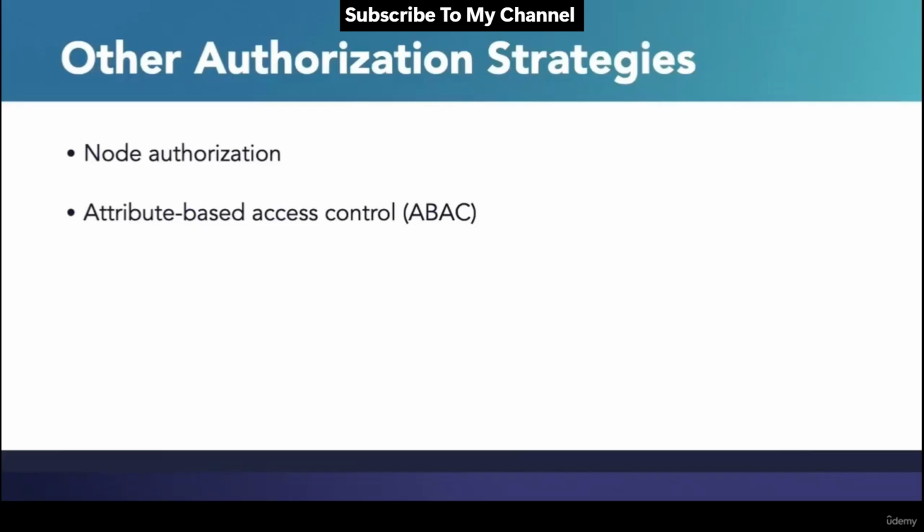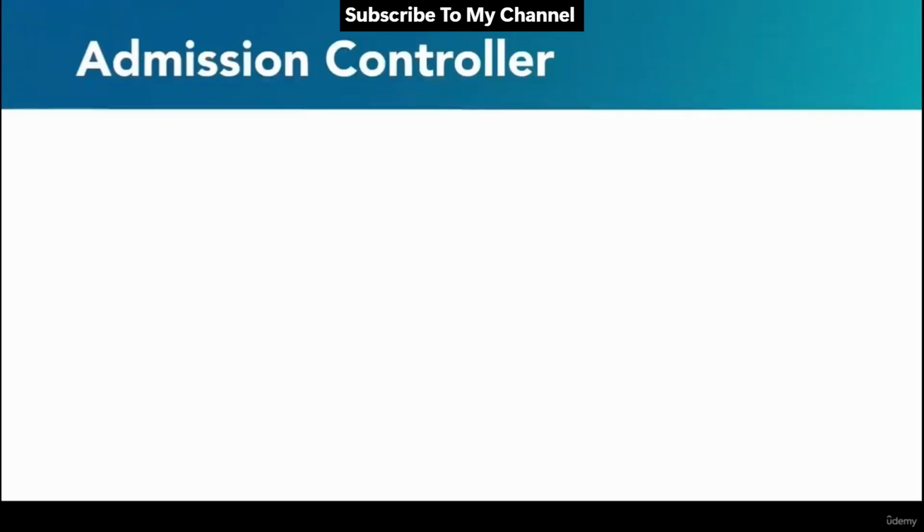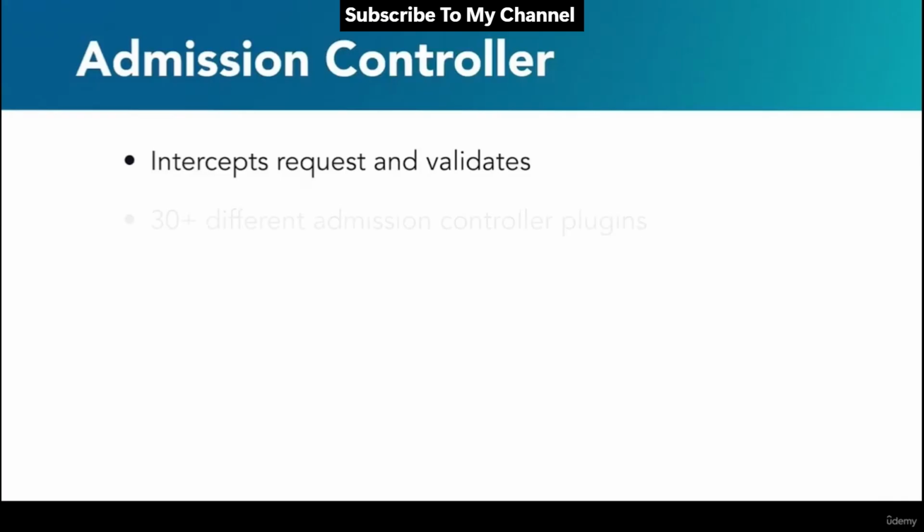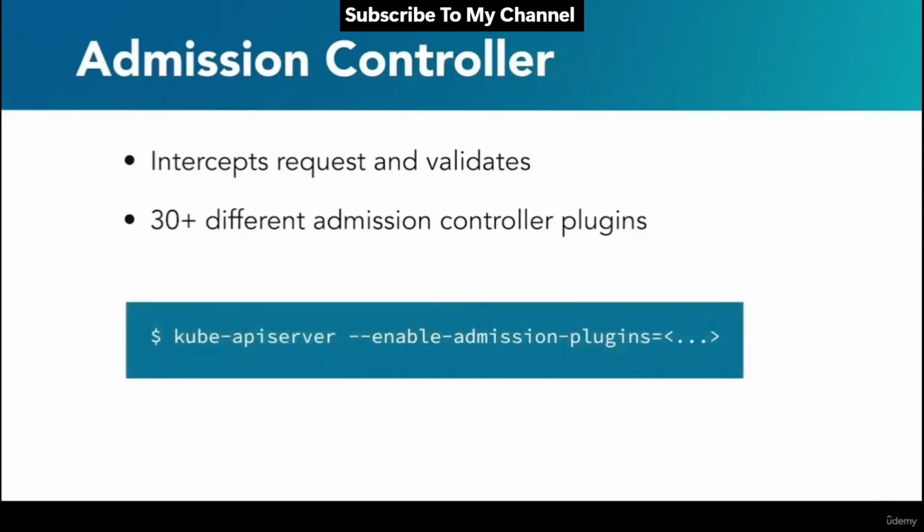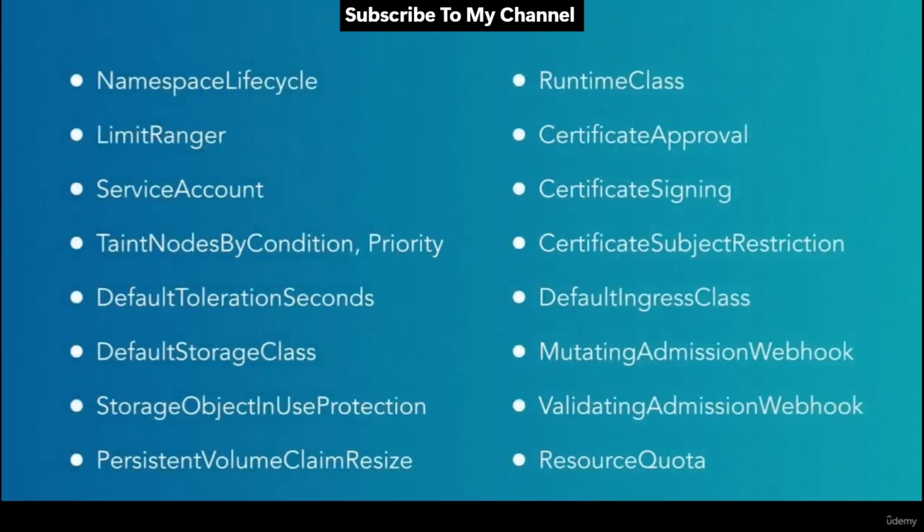Okay, so we covered authentication and authorization. But when the request is trying to modify a Kubernetes resource, it must go through one more level of check, known as the admission control. The admission controller plugin intercepts the request and validates it against policies before the changes to a resource are persisted. As of the writing of this course, about 30 plus different admission controllers are included in Kubernetes. Plugins are enabled while starting Kube API server. The following 17 plugins are enabled by default.